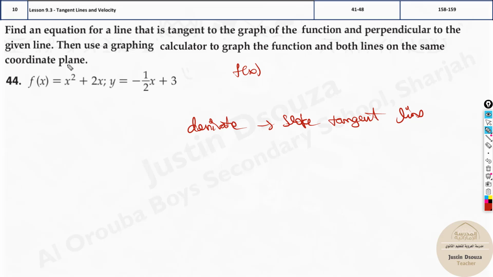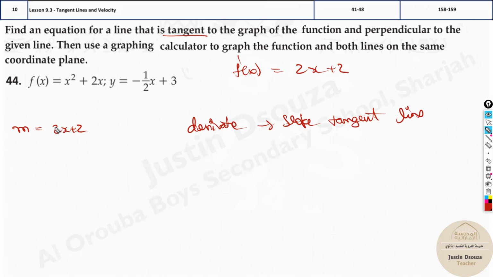So now if I derive this function, what am I going to get? The slope of its tangent line. So let's derive the function. What is the derivative? It will be 2x plus 2. So whatever I got over here is the slope of the tangent line. This tangent line slope I came to know. That is basically m, isn't it? Slope. That is 2x plus 2.